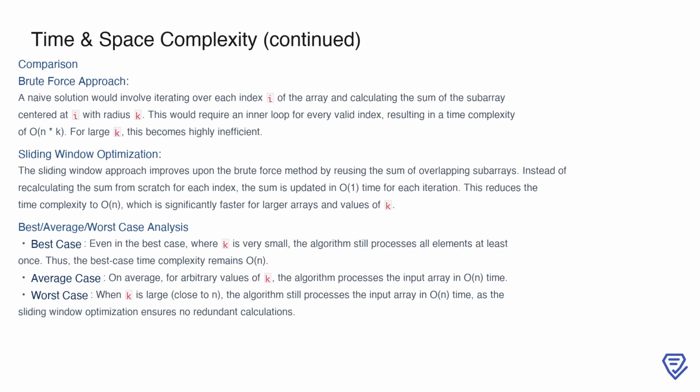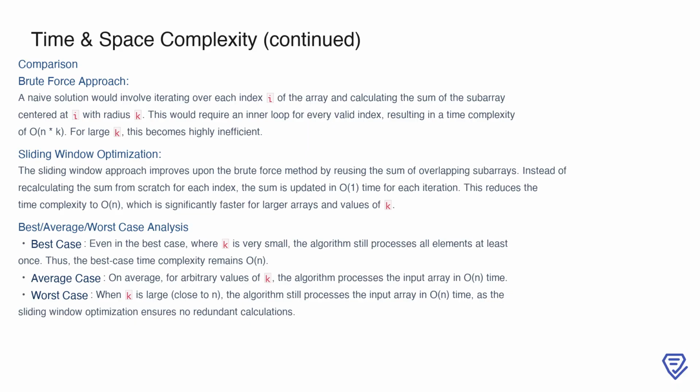Let's compare this solution with a brute force approach. In a naive solution, we would iterate over each index i of the array and calculate the sum of the subarray centered at i with a radius of k. This involves an inner loop to compute the sum for every valid index, resulting in a time complexity of O(n*k). For large values of k, this approach becomes highly inefficient.